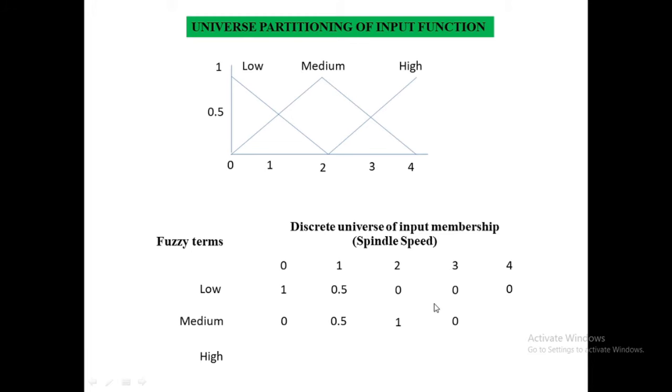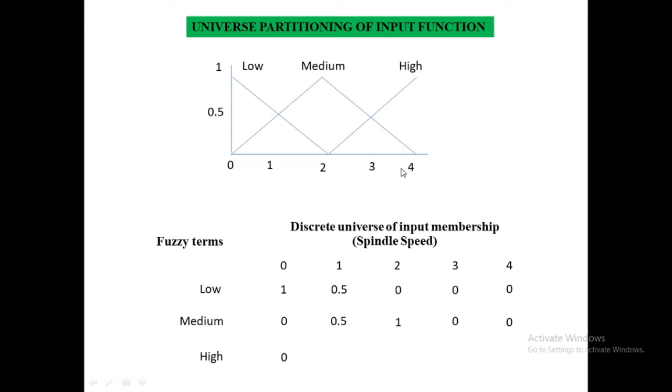Likewise, I arrange the other values. Here you see 3: there is no 3 available. I mean the medium line is available here, but because it gradually decrements, it does not have any value. So I assign 0 for 3 and also 0 for 4. There is no medium line available, so I put it like this.